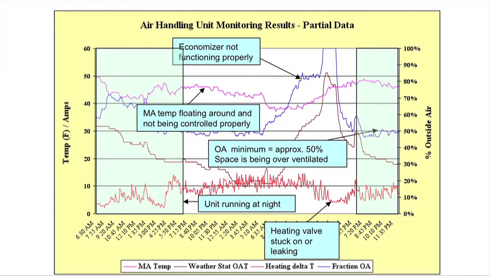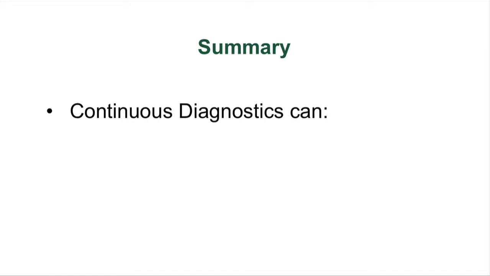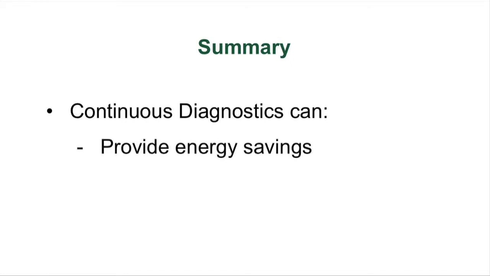So you've got simultaneous heating and cooling. This air handler is probably using 60 to 70% more energy than it would if it was properly functioning. However, according to the building operator, the unit's running fine. The space is cool, not a lot of complaints. Temperatures are being met. So this is a real-world example of how continuous diagnostics can provide energy savings and also help you manage your program.